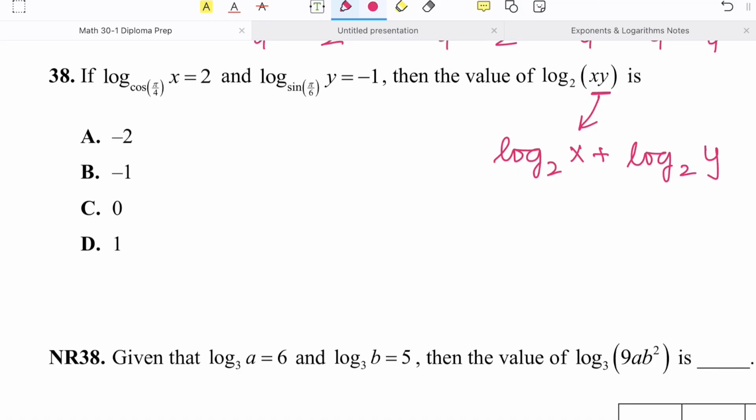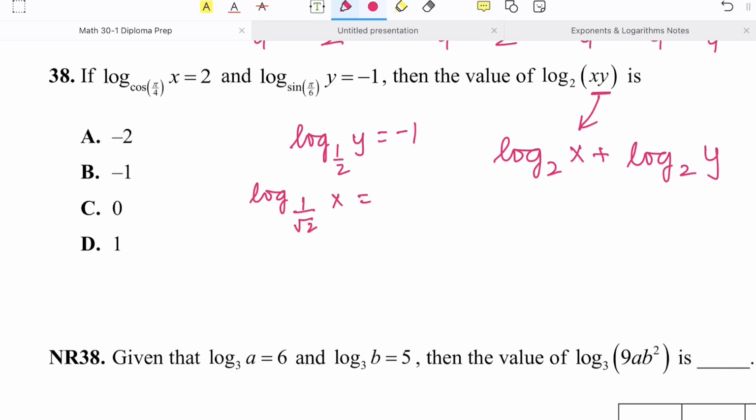It's 0.5, which is half for this one. So log base half of y is equal to -1. And then we have cos of pi over 4, which is 1 over root 2. x is equal to 2.